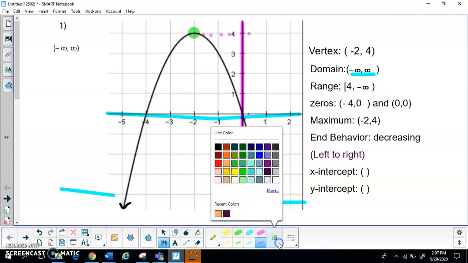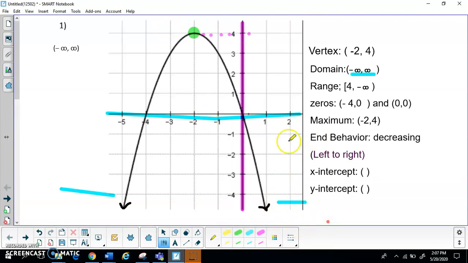Right, let me change the color for the zeros. Let me use orange probably. We can use that. So now, let's find out the zeros. Zeros is where your parabola intersects the x-axis. So in this case, it's right here, at (0, 0) and (-4, 0). So these two points are your zeros of this function.